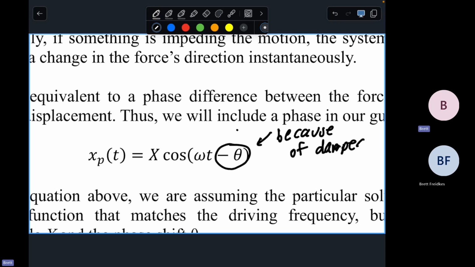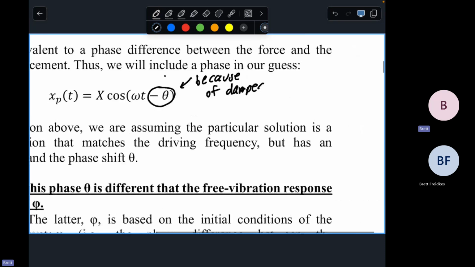It exists because of the damper. Why do we put a negative there? Why do we assume it's a negative? Dylan. It pushes it to the right. Let me draw a picture to explain that.